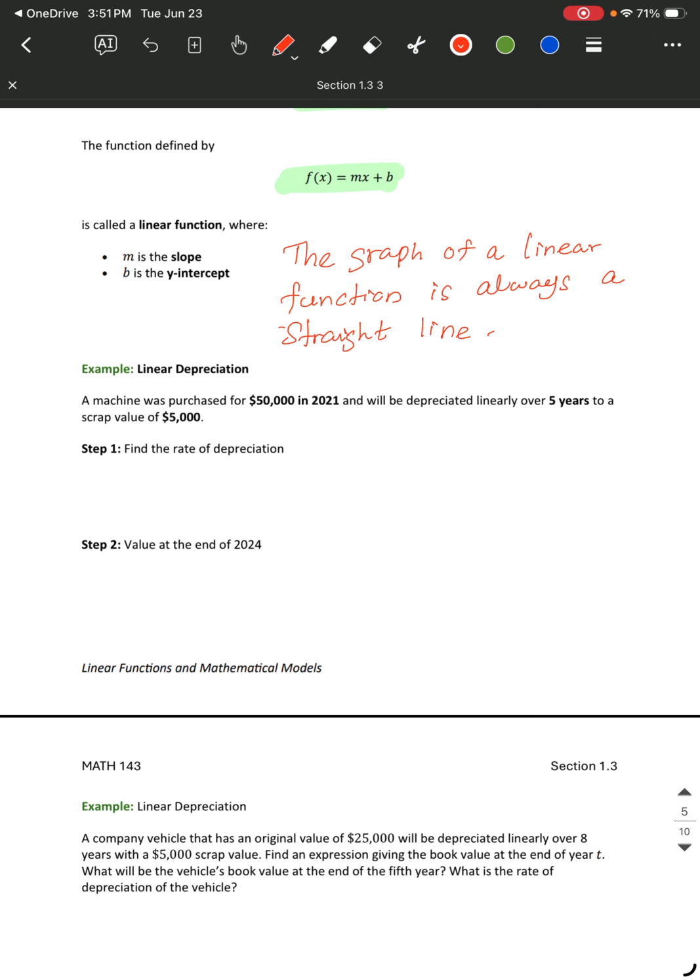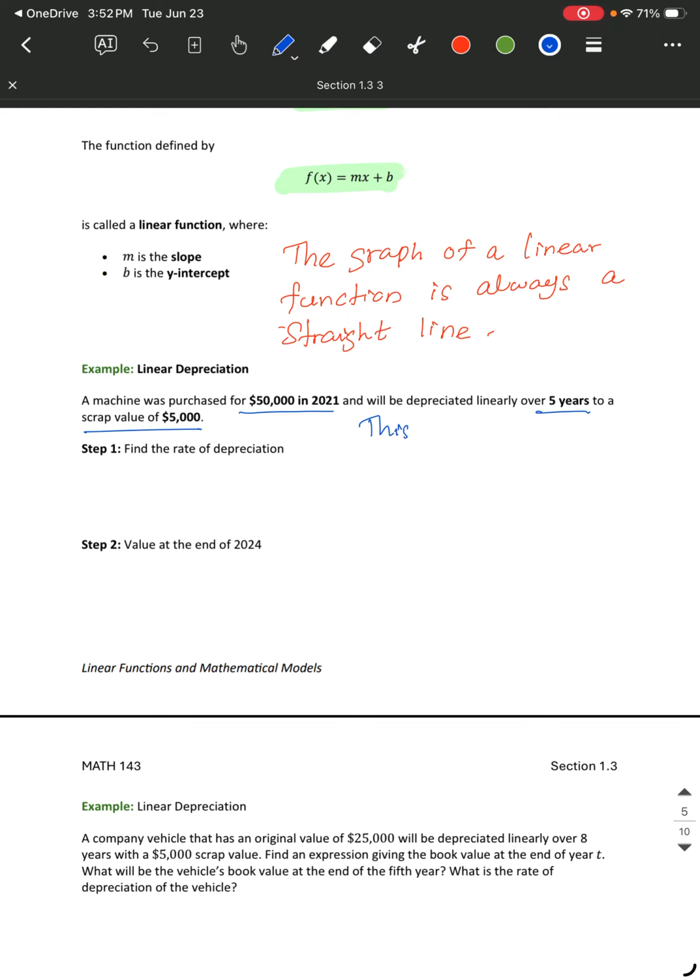So the decrease in value is called the depreciation. Since the depreciation is linear, the value decreases by the same amount every year. Okay, so let's say the starting value is $50,000 in year 2021. After 5 years, the scrap value is $5,000.